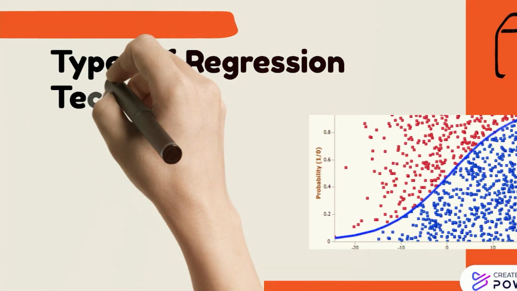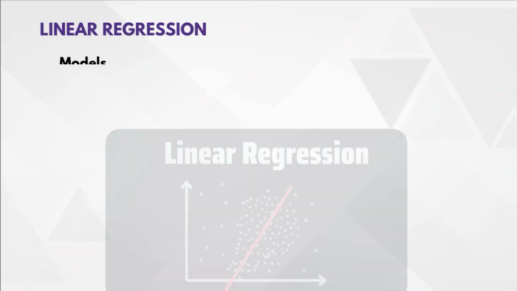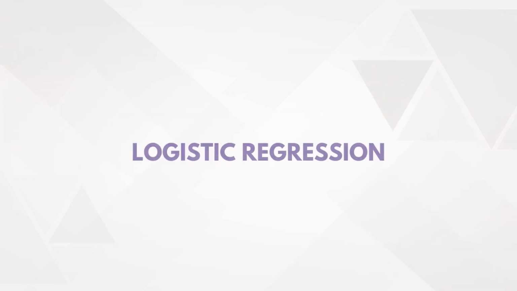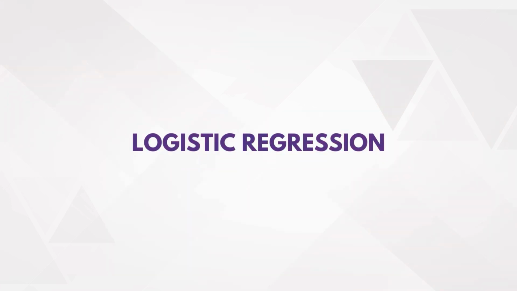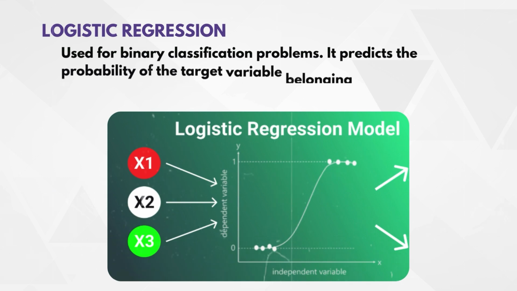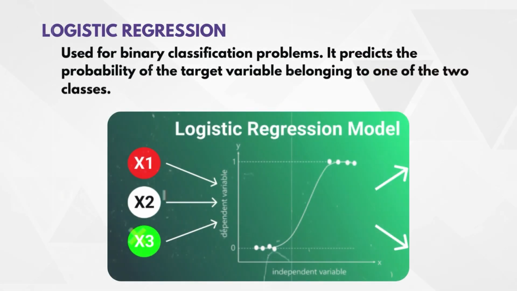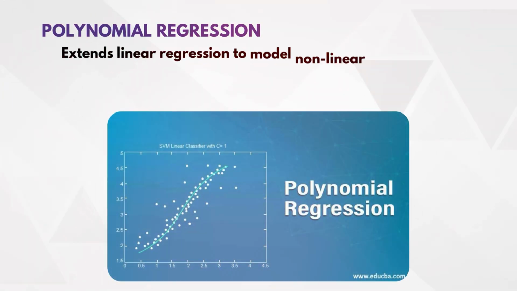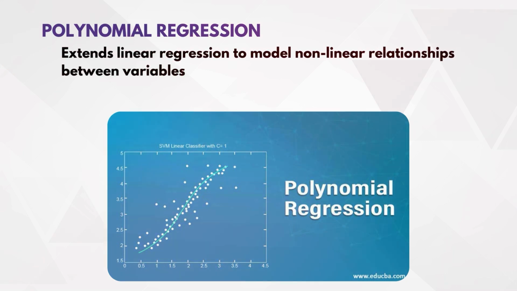Types of regression techniques. Linear regression. Models the linear relationship between the dependent and independent variables. It's the starting point for regression analysis. Logistic regression. Used for binary classification problems. It predicts the probability of the target variable belonging to one of the two classes. Polynomial regression extends linear regression to model nonlinear relationships between variables.